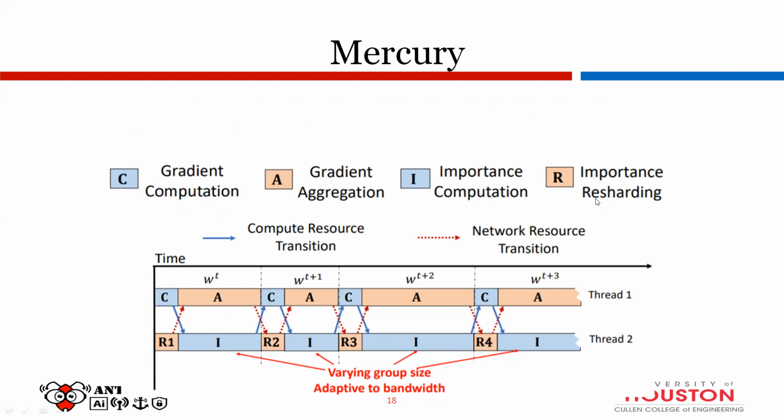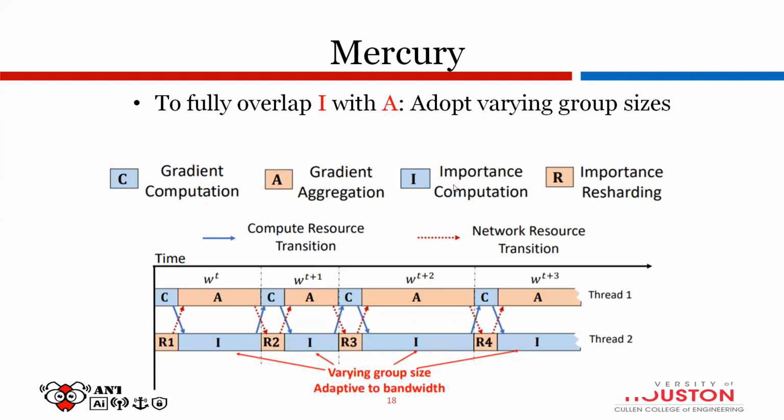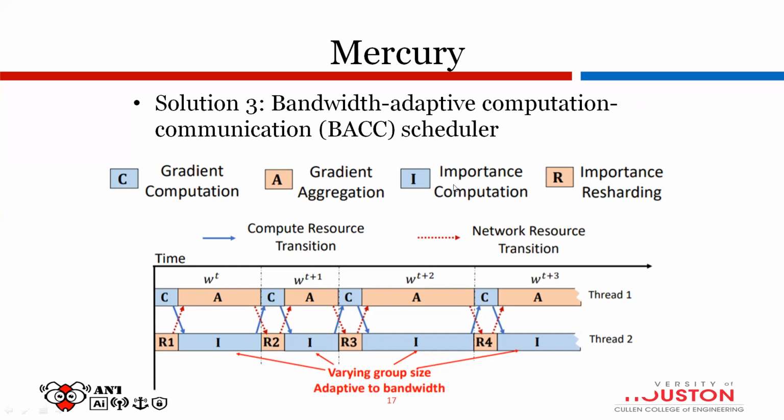To give a better explanation. One question, sorry to interrupt. The importance resharding will exchange data between different worker nodes, right? Yes, they will. So which will introduce extra bandwidth consumption. Yes. In theory, that should be an issue. However, in this paper they didn't mention the in-between transition. They pretty much just assume it is neglected. Okay.